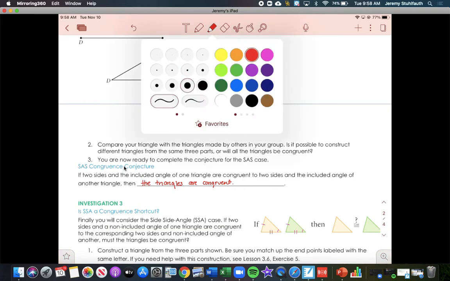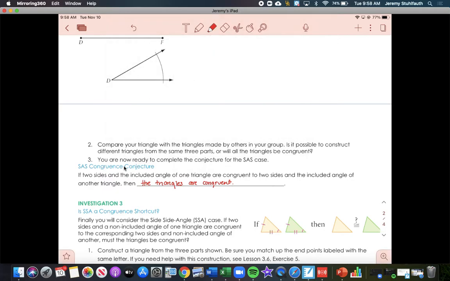So again, what we're allowed to say here is if you have two triangles where they have two sides and an included angle that are congruent, then you can say that those two triangles are congruent. So now we have two ways to look at a triangle where all we need is three pieces of information, and then we can say that the triangles are congruent. We don't have to worry about finding the other parts of that triangle.